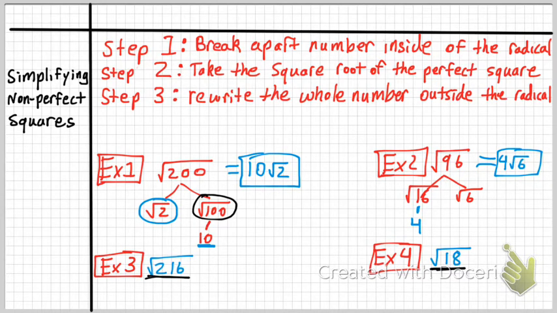Alright, so on your own or with a partner, go ahead and take a crack at example 3 and example 4. If you need any help, just ask around. So the square root of 216 is going to be example 3, and the square root of 18 is going to be example 4.